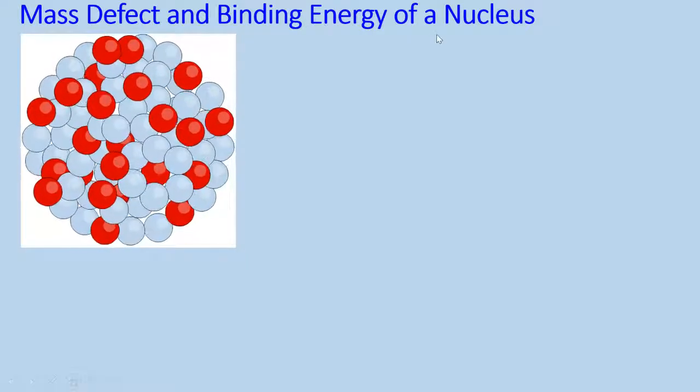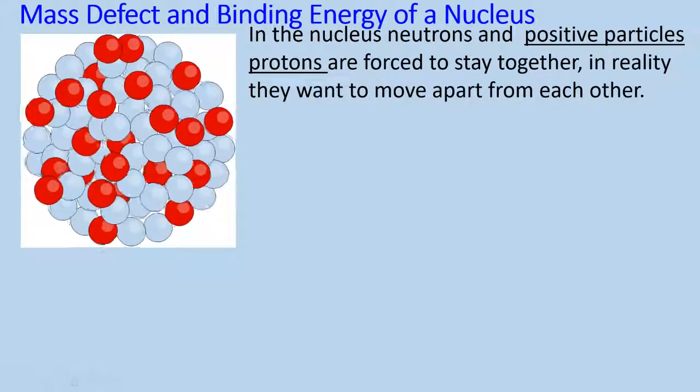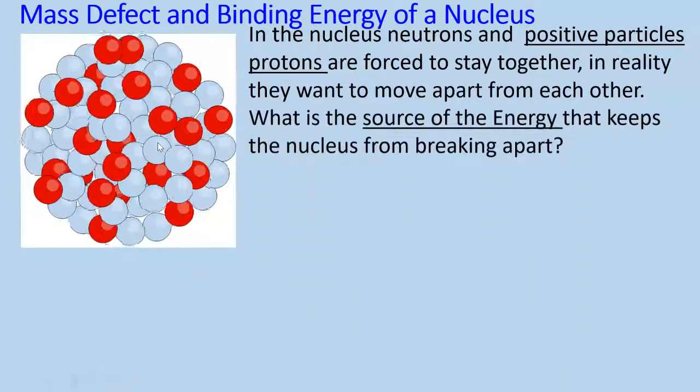Mass defect and binding energy of a nucleus. In the nucleus, neutrons and positive particles, protons, are forced to stay together. In reality, they want to move apart from each other. What is the source of the energy that keeps the nucleus from breaking apart?